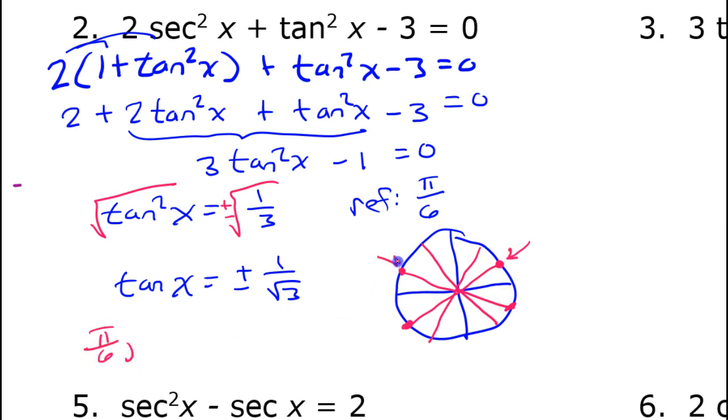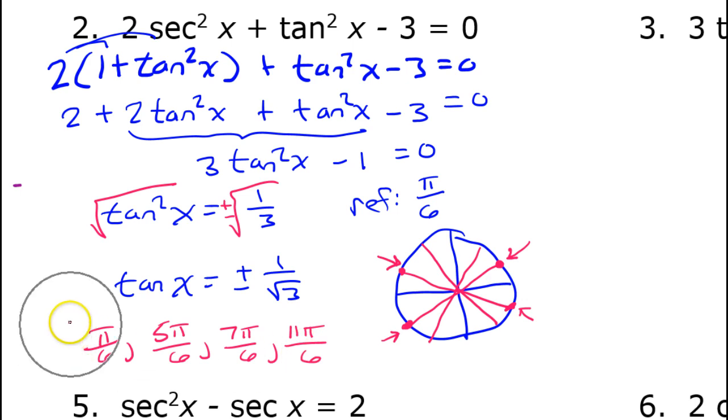This one way over here, that's 5 pi over 6. All right, this one right here is 7 pi over 6. And this one right here is 11 pi over 6. So these are the 4 answers to problem number 2.